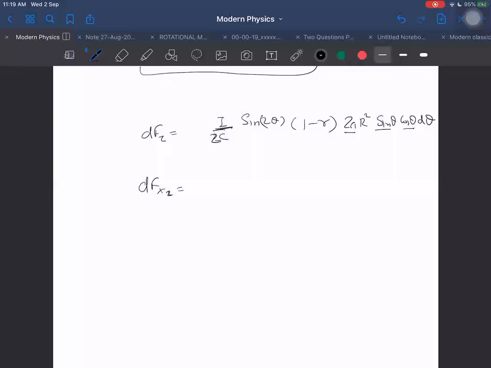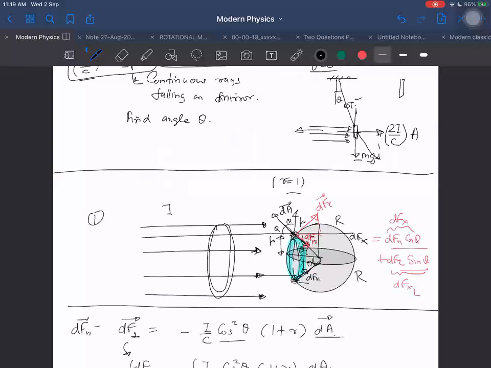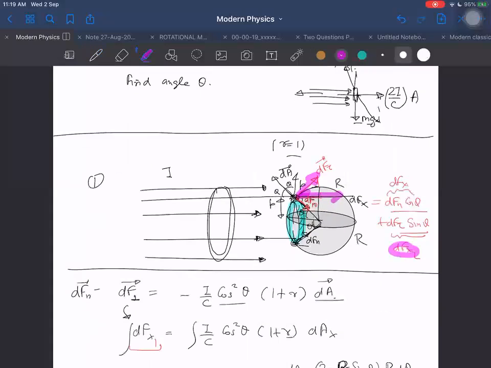That second term will again be a component of df tangential along this, so sine theta will come here, right? Because this is df tangential, but I have to see here this angle is 90 minus theta. So its component along x will come out to be the dfx2 term, that is df tau sine theta. This one I have to take here.